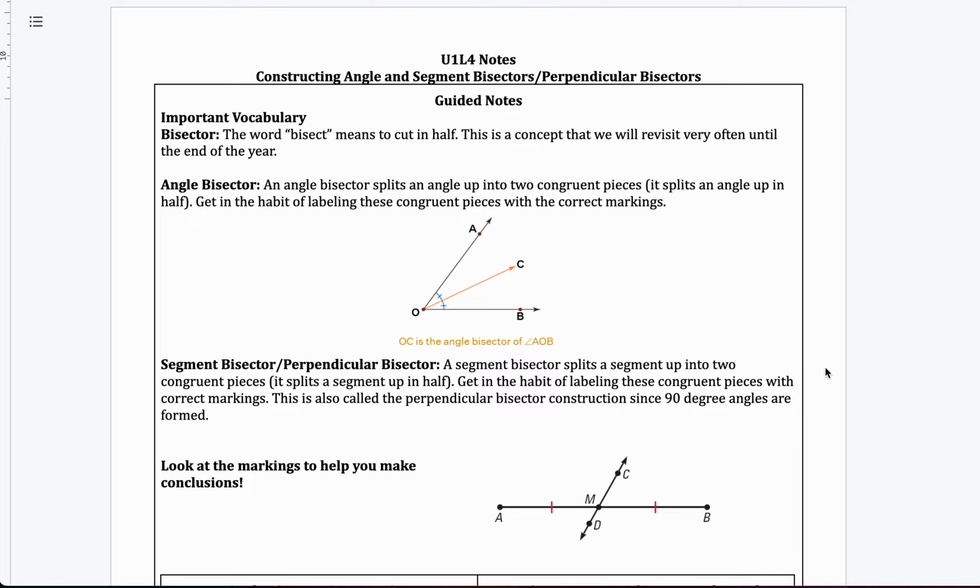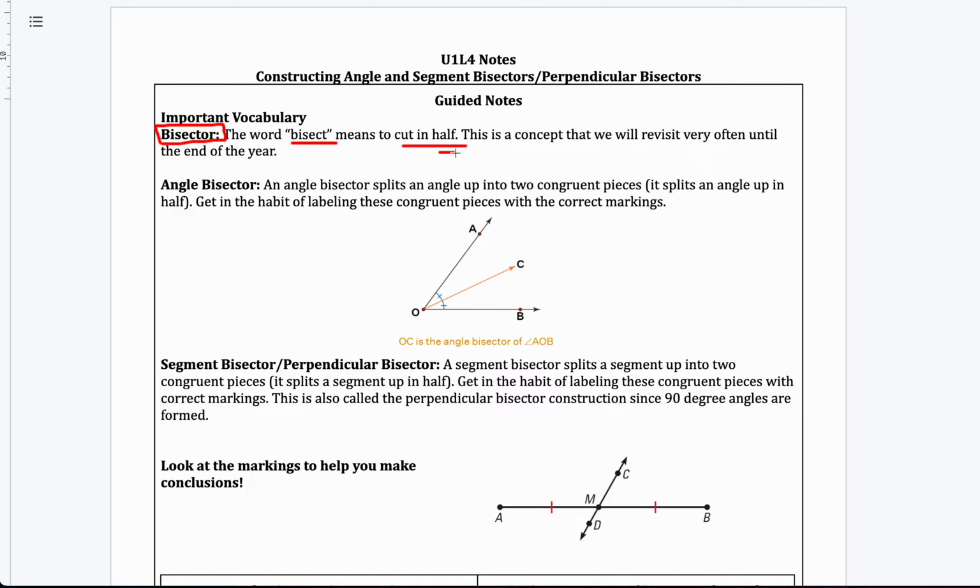Welcome to the video for lesson 4, where we're going to be constructing angle and segment bisectors / perpendicular bisectors. Before we get into these constructions, it's important to actually understand what the word bisect and bisector means. This is something that you guys should start to drill into your head. The word bisect means to cut in half.